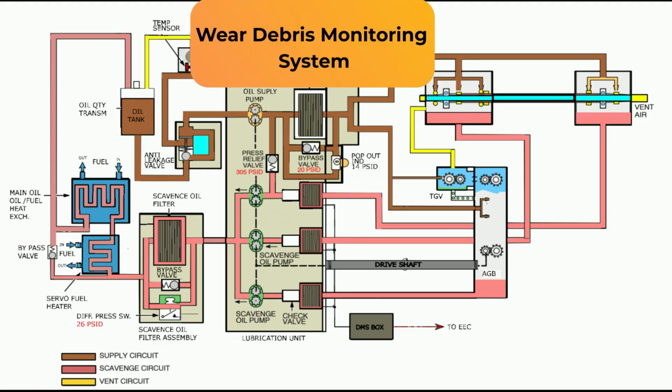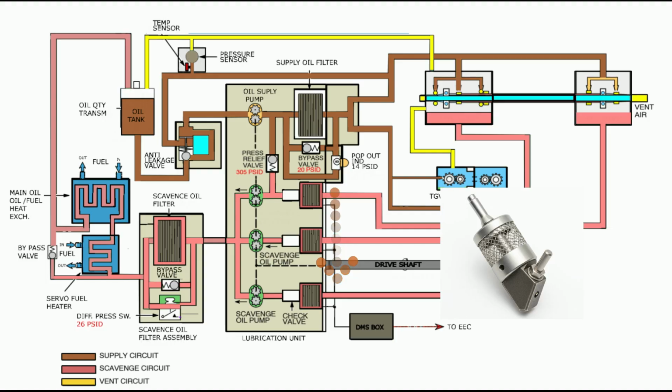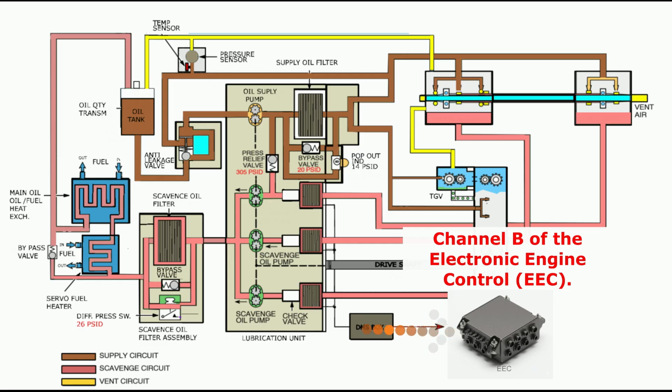Wear debris monitoring system. The lubrication unit monitors wear debris through a specialized system. The chip detectors detect free-floating magnetic particles within the scavenge lines and transmit a signal to the display management computer via 3 dedicated wires. Signal path. From the DMC, a single cable transmits the signal to channel B of the electronic engine control.